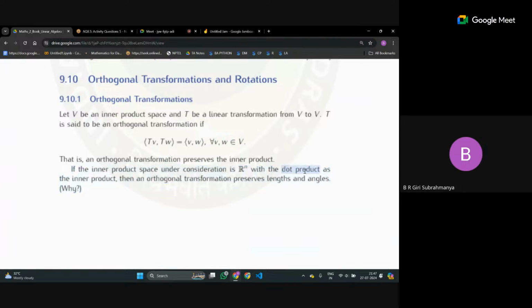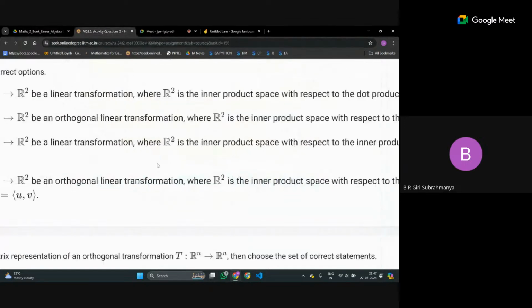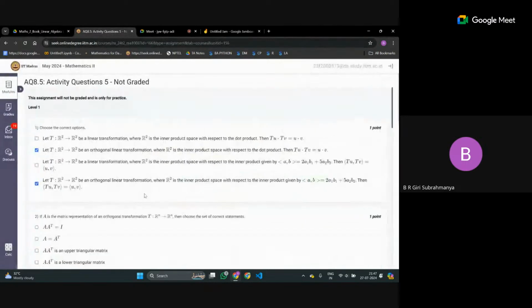They have given that for the dot product, and for R power n as domain and codomain, it will be satisfied for all orthogonal transformations, right? This is from the definition, and this is a special case. This is a special inference which you can draw under a certain circumstance. Okay, so this is the first one.